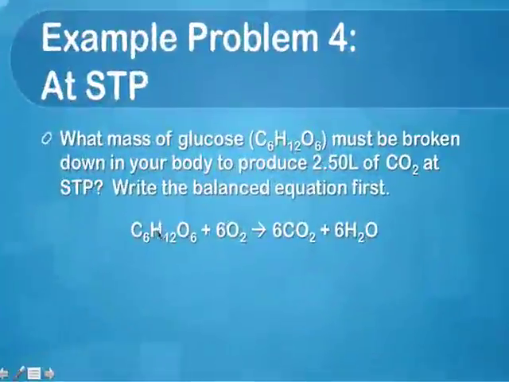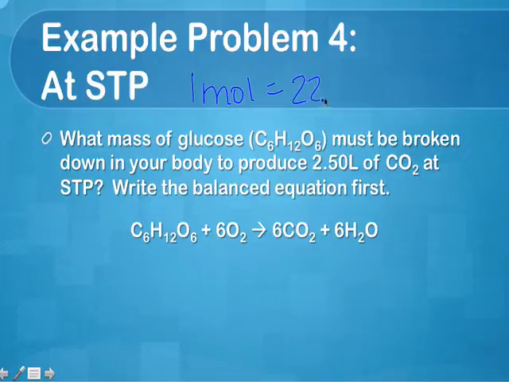We're going to start with two example problems at STP. The question says, what mass of glucose must be broken down in your body to produce 2.5 liters of carbon dioxide at STP? Because it's at STP, I'm going to write 1 mole equals 22.4 liters, because I'm going to get to use that.